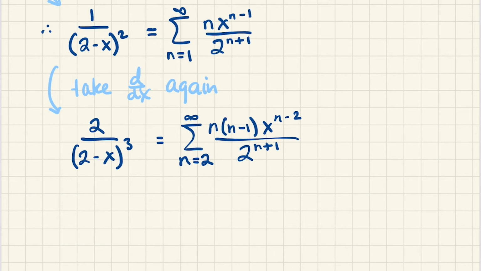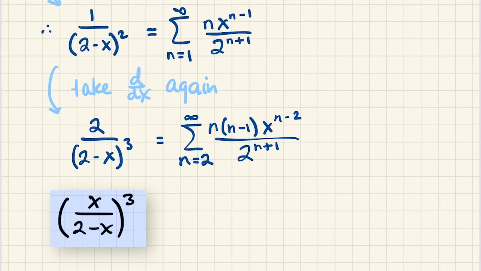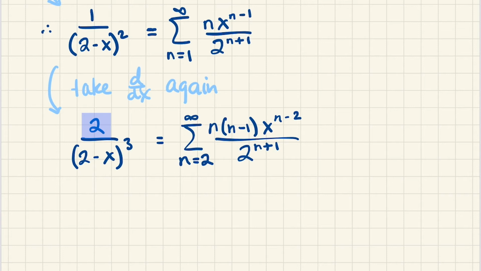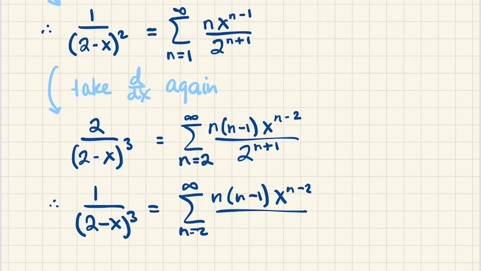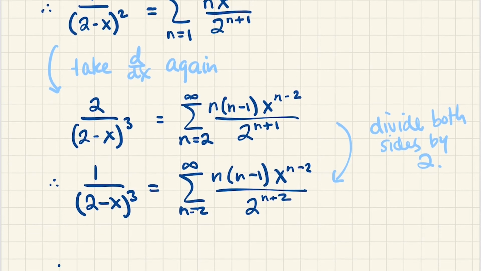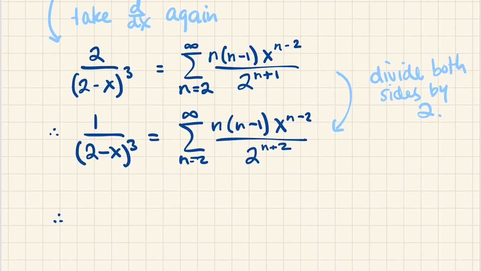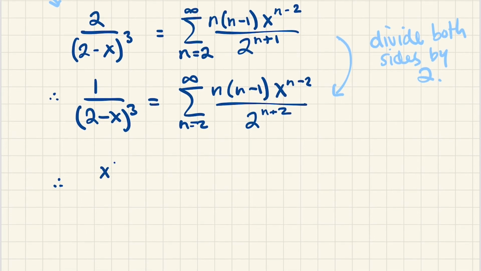Okay, what do we want? We want x cubed over 2 minus x cubed. So we have to get rid of this 2 and replace it with x cubed. So we can get rid of the 2 by dividing everything by 2 on both sides. So that, of course, creates a new factor of 2 in the denominator. So instead of 2 to the n plus 1, it's now 2 to the n plus 2. And finally, we're going to get the form that we're after, because all we have to do is multiply both sides by x cubed.